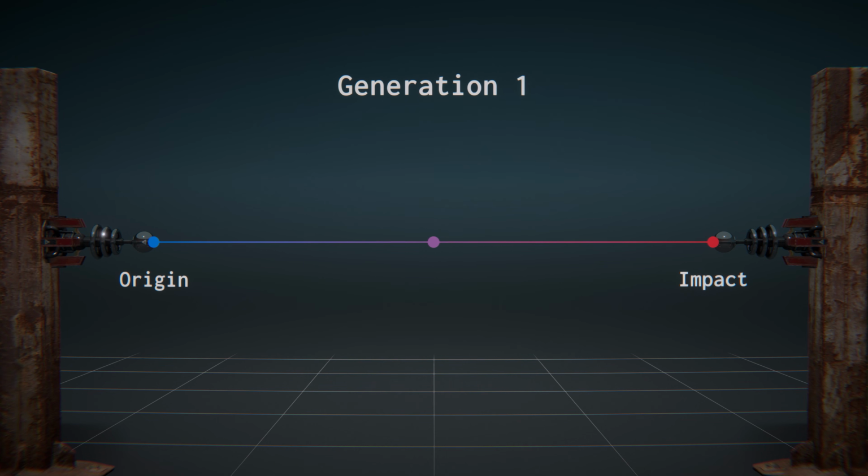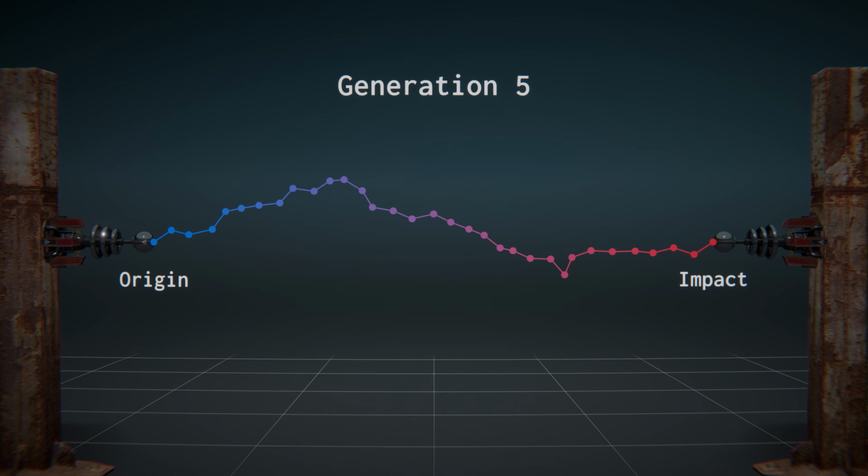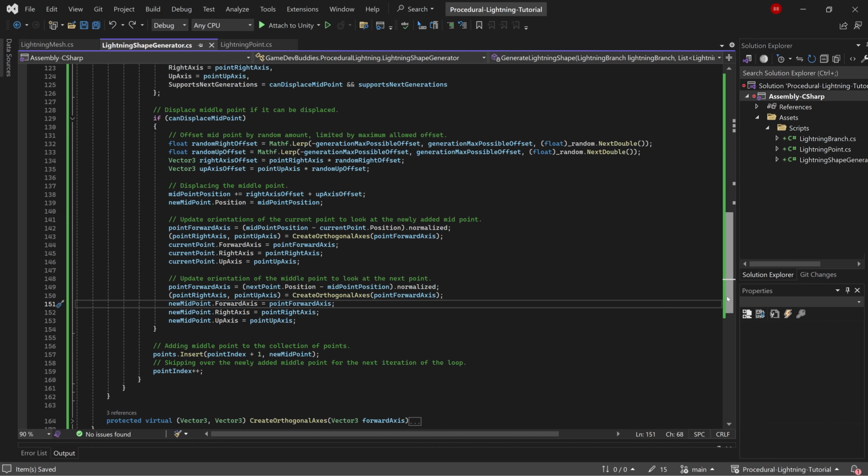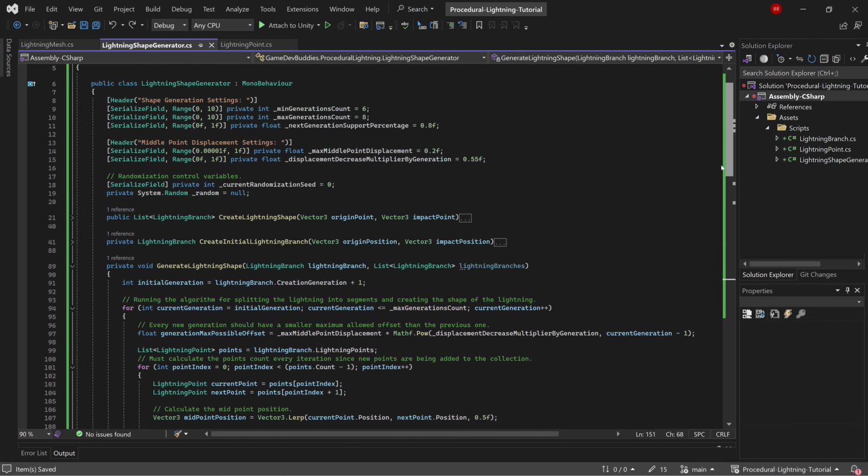And that's it. Let's check out the results. And here are the results. Finally, a nicely detailed shape of a lightning bolt. I feel we've reached a solid look for one lightning, so let's implement the support for multiple lightning branches. To support that, we're going to add a couple of variables.